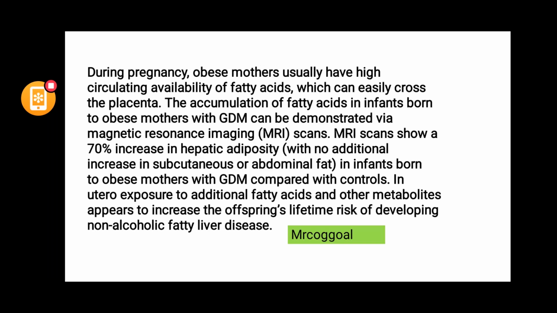During pregnancy, obese mothers usually have high circulating availability of fatty acids, and these easily cross the placenta. So there's accumulation of fatty acids in infants born to obese mothers with GDM, and it can be demonstrated via the MRI scans. Now this is important. MRI scans show 70% increase in hepatic obesity in infants born to obese mothers with GDM compared with the control.